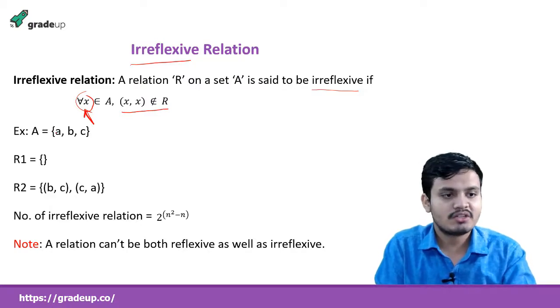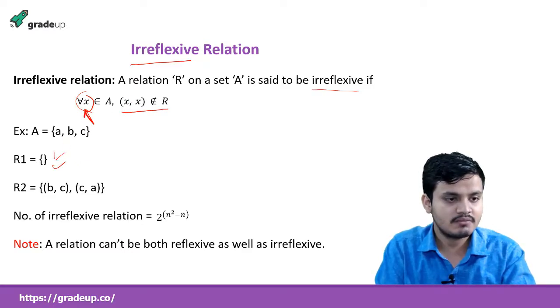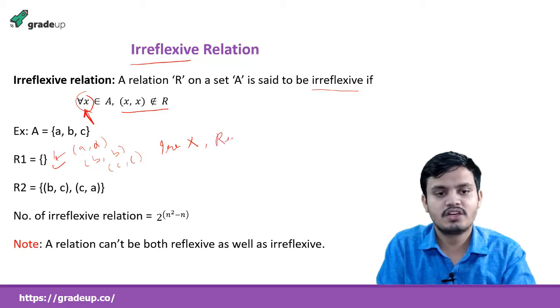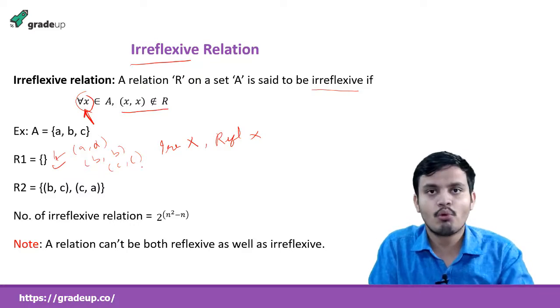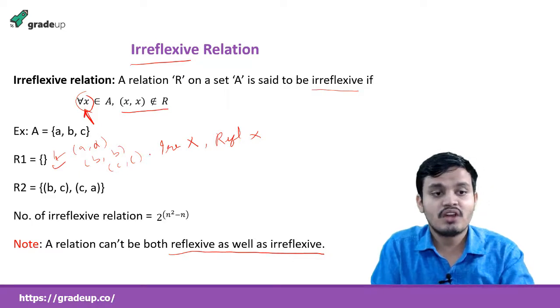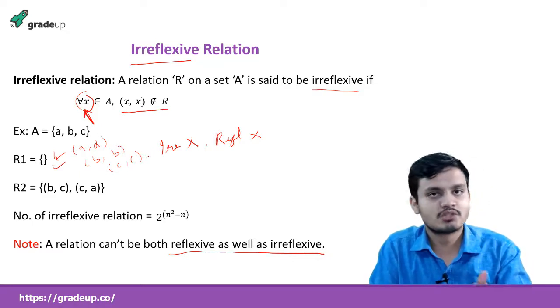I will tell you. For example, A is equal to {A, B, C}. This relation is there. Do we have an element like A comma A belonging to this set? A comma A, no. B comma B, no. And C comma C, no. So I can say that it is not reflexive. This relation is also not reflexive because these 3 are not present. Our relation cannot be both reflexive as well as irreflexive, because one is saying that for all x, x comma x belongs to R, and the other is saying that for all x, x comma x does not belong to R.